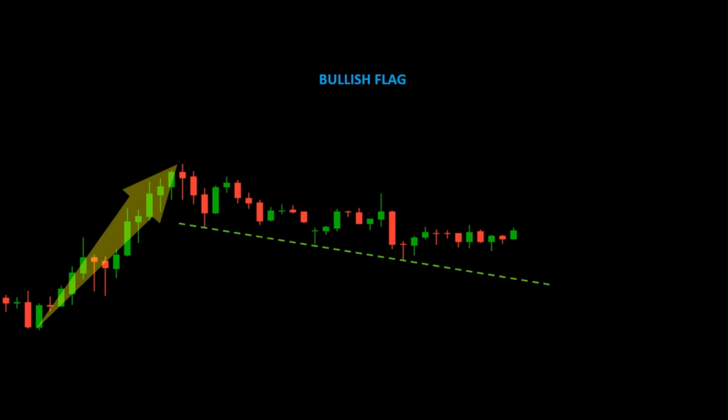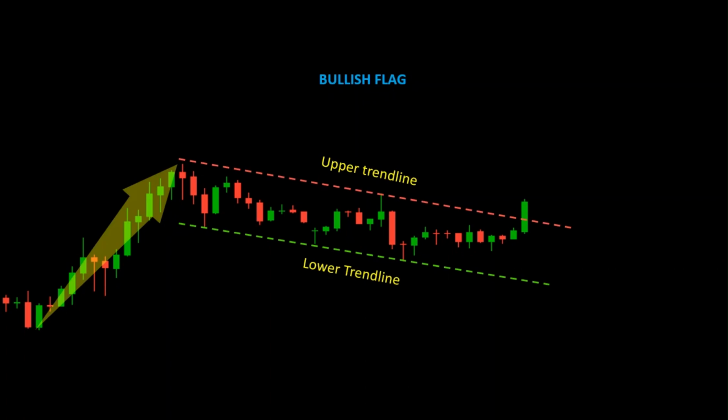Now, let's take a look at a real market chart to see how the bullish flag appears in action. In this scenario, the market is in a strong uptrend, and we can see that after a sharp upward move, the price enters a brief period of consolidation, forming a downward sloping channel. We wait for a confirmed breakout before taking action.